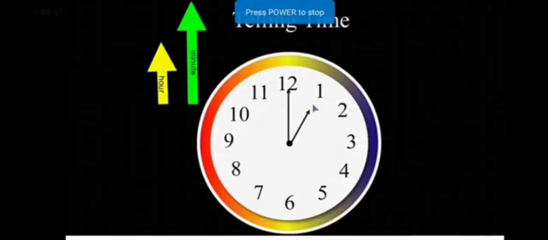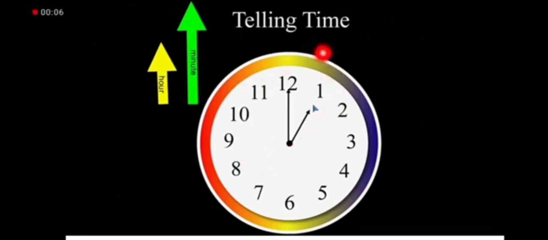Now, let's tell the time. In this clock you can see that the hour hand, or the short hand of the clock, is at 1 and the long hand of the clock is on 12. So what is the time here? When the minute hand is on 12 and the hour hand is on any number, that is the time o'clock. So here what is the time? The time is 1 o'clock.